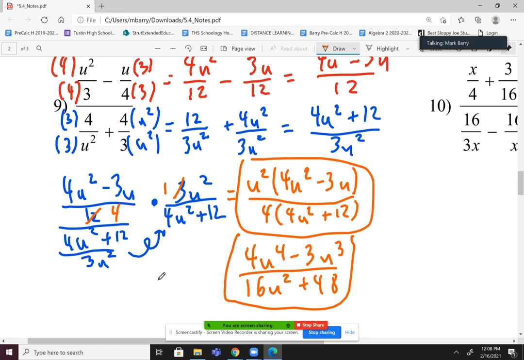All right, we're going to move on to number 10 in a minute. If you want to get started on it, you may. I'm going to pause for a second so everyone can stay caught up.